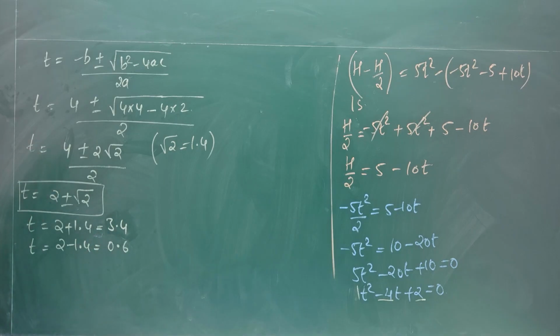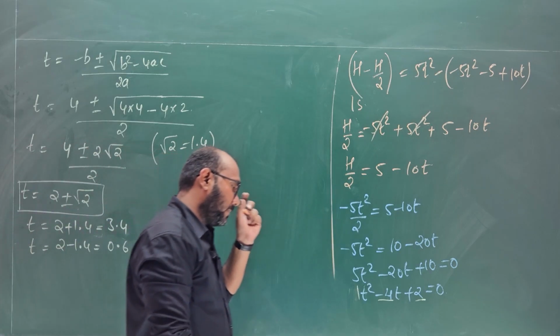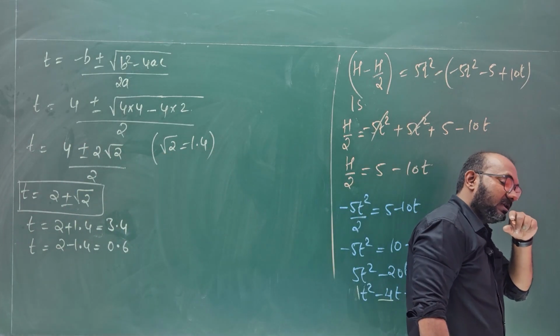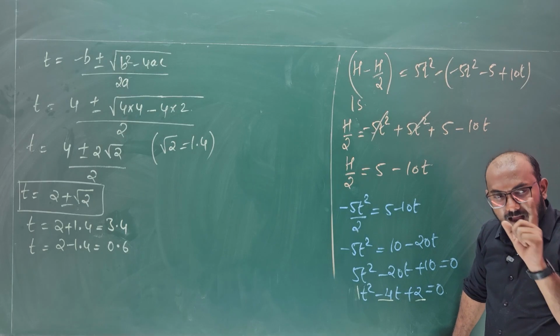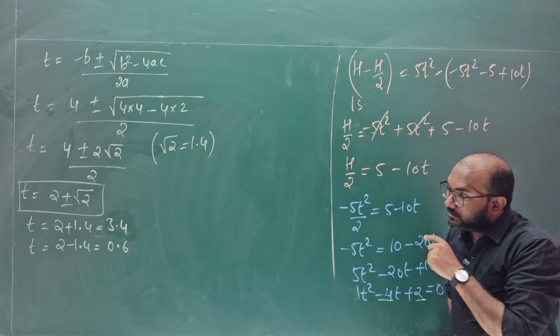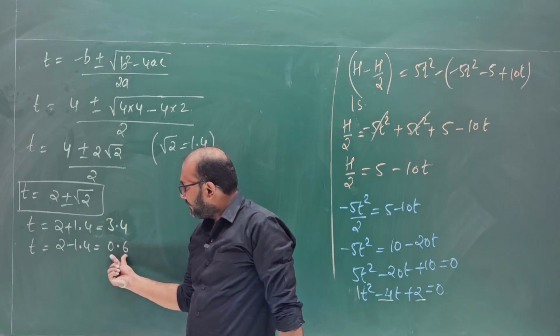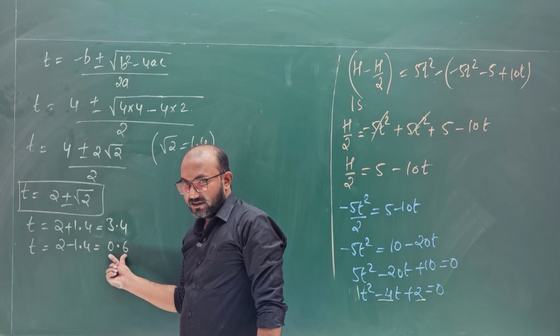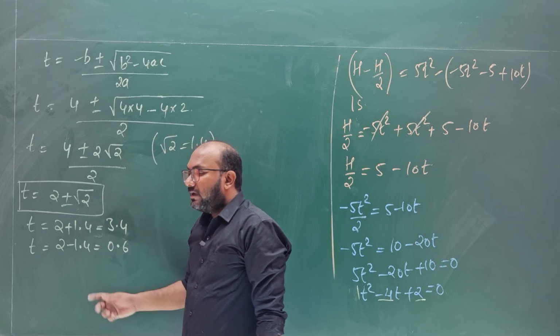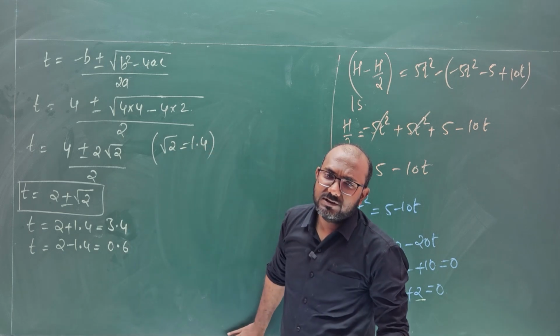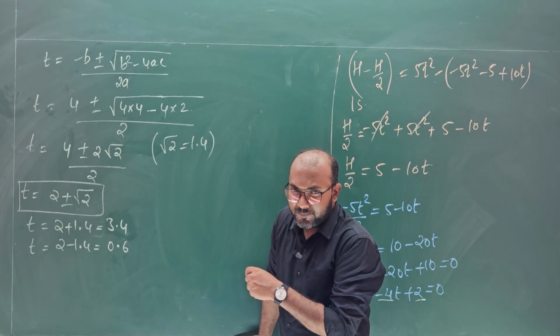Which value you will neglect and which value you will accept now? Just think and tell me. Why 3.4 only? Why not 0.6? Yes, last second. This is smaller than 1 second, na? This is smaller than 1 second. Yes, okay. So that's the reason we are neglecting this. Even in some questions will be having greater than value 1.